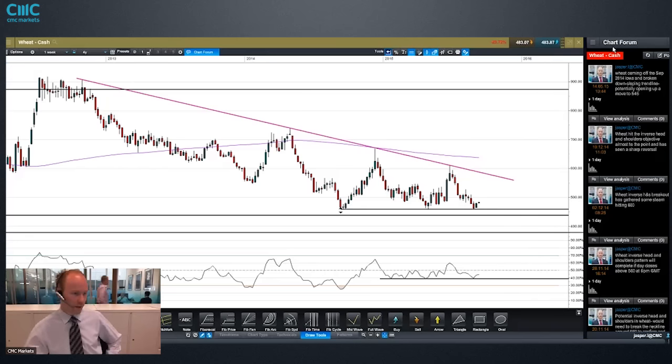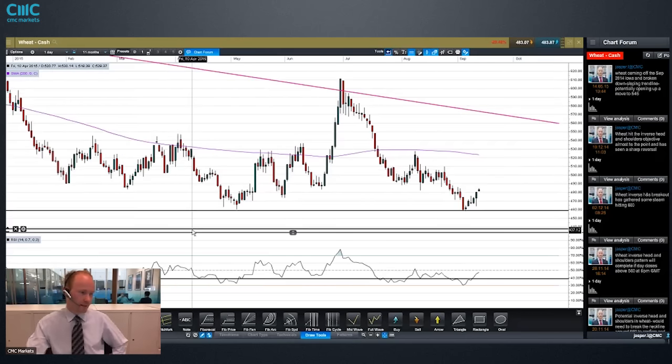So I hope that's some help. I appreciate that I haven't dropped to a lower time frame, but it's pretty choppy when you look at the daily chart. I think the weekly chart gives you a bit more clarity here, if you're looking for a bit more confirmation.